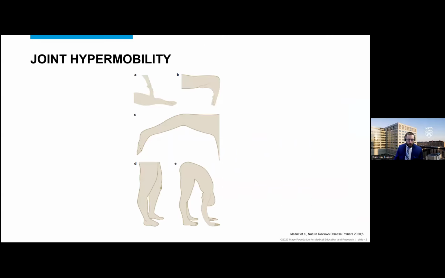So when we think about joint hypermobility and the Beighton score, this is something that we can easily do for all of our patients in clinic. So that's showing you their thumb hypermobility in different ways, the elbow extension above 30 degrees, their knee extension, and then how they're able to put their hands on the floor as well.